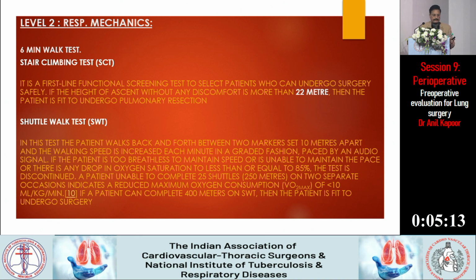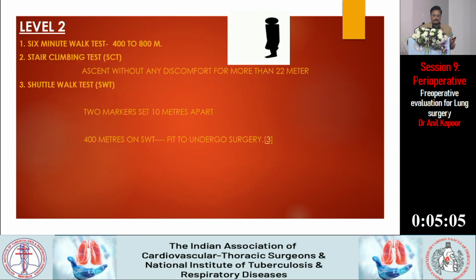These were level 1 tests. The level 2 tests are the 6-minute walk test, the staircase climbing test, and the shuttle walk test. For the level 2 6-minute walk test, if a person can walk for 400 to 800 meters without any obvious or disproportionate discomfort, then probably he is fit for surgery.